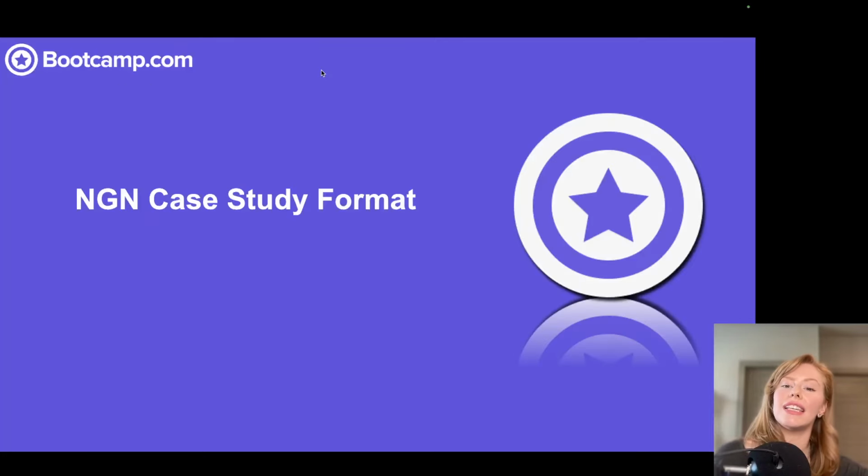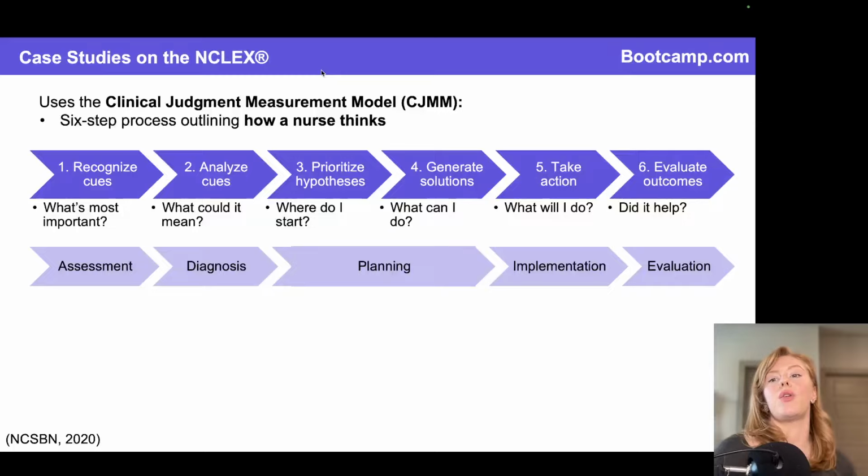So first, the case study format. Each case study on the NCLEX is going to have 6 questions that correspond to each of these 6 steps of the clinical judgment measurement model. You might not be familiar with this, but you've probably seen the nursing process before, ADPIE. This is really similar. This is essentially just the thought process that we go through in every single patient encounter.